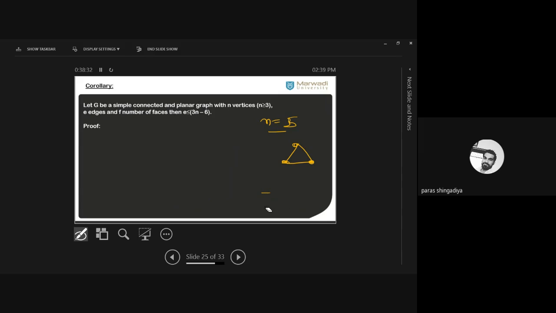Why it is always 3n minus 6. Clear? So let's prove this and then we'll add some more examples. Let G be a simple connected planar graph with n vertices, where the number of vertices should be greater than or equal to 3, E edges, and F be the number of faces.